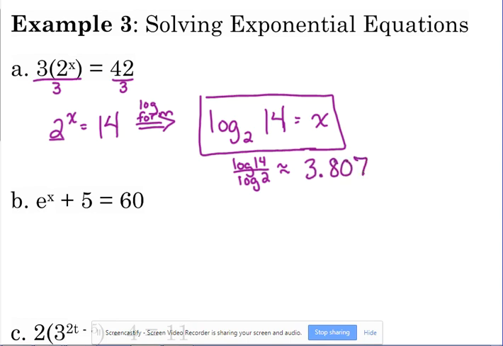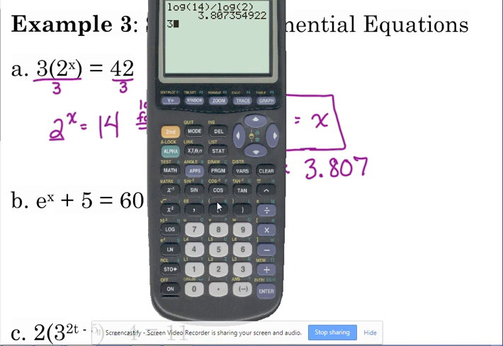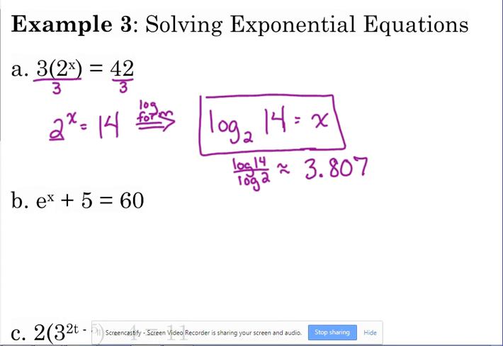Is that the answer? And you can check it. After you do that, it's an equation. Check it. Plug it back into the original. So we've got 3 parentheses 2 to the answer, second negative. Okay, and that should give us 42. And it does. Okay. All right, let's do B.